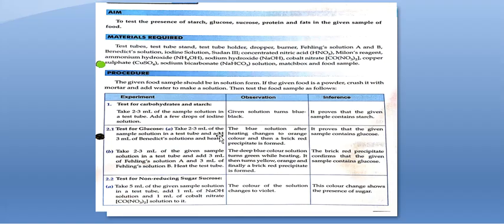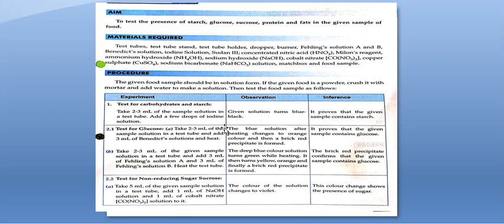Now, here let us learn to test for the presence of starch, glucose or sucrose, proteins and fats in a sample of food. When we test for carbohydrates and starch, let's take 2 to 3 ml of sample solution in a test tube and add iodine solution, and what do we get as the observation? The solution turns blue-black, which proves that the given sample contains starch.